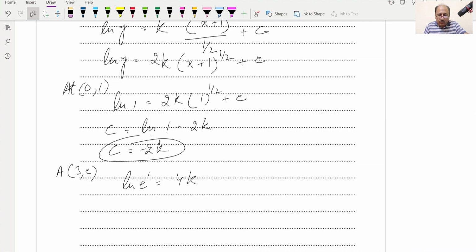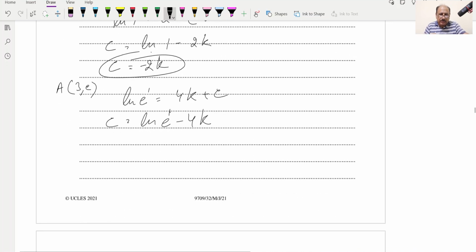So x plus 1 will result in 4, and 4 raised to the power 1 by 2 will be 2, and 2 into 2 will be 4. So 4k plus c, and c will be equal to log of e raised to 1 minus 4k, and we can rewrite it as c is equal to log e raised to 1, which is 1, so 1 minus 4k.